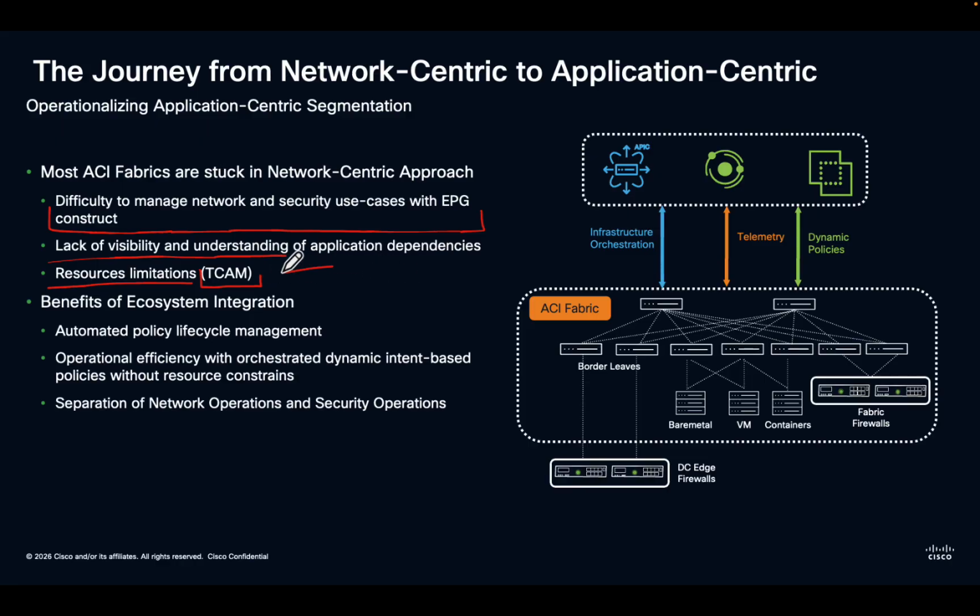Now, there have been some introductions on ACI to mitigate a couple of those risks. For example, more resources on the latest generation switches, as well as the introduction of the ESG construct that is dedicated just for the security use case, so you can then divide those functions. EPG will handle only the networking functions of the fabric, whereas ESG will handle the security functions.